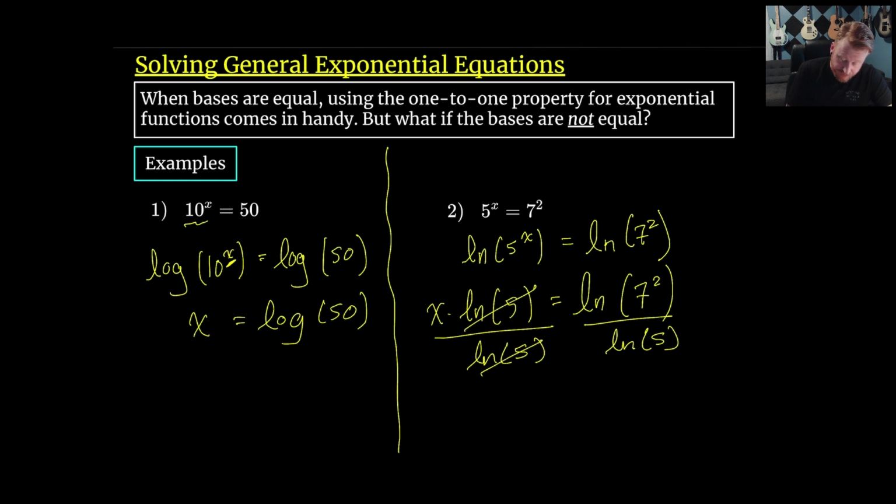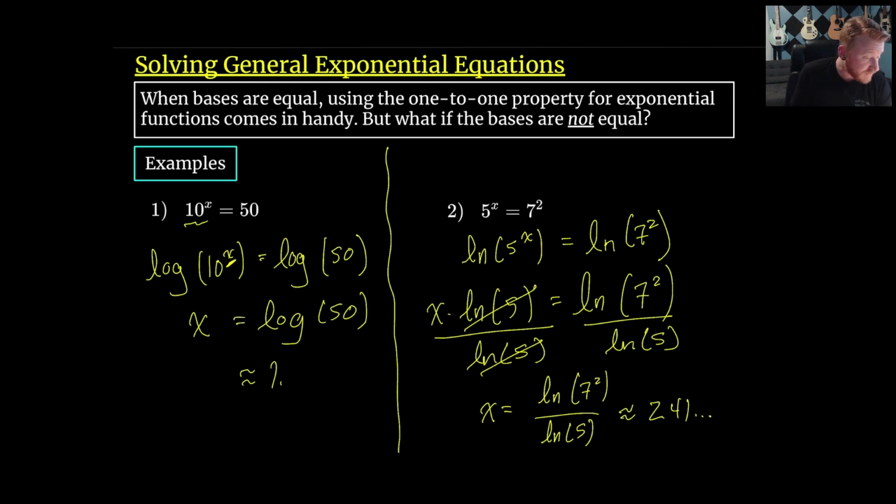They cancel on the left, and we get that x is equal to the natural log of 7 squared over the natural log of 5. And we put that into a calculator. This is about 2.41... I guess I have log 50 here as well. This is about 1.6699, and so on. So another takeaway here is that we're choosing logs that we can actually put into a calculator and compute.